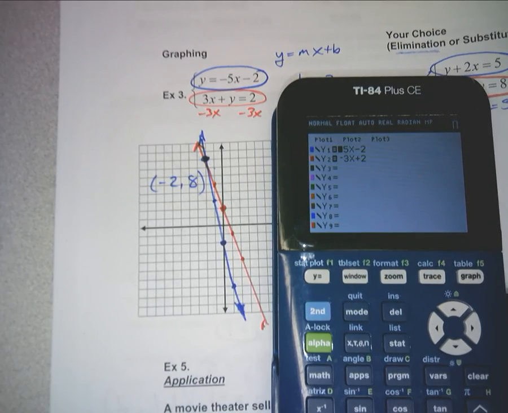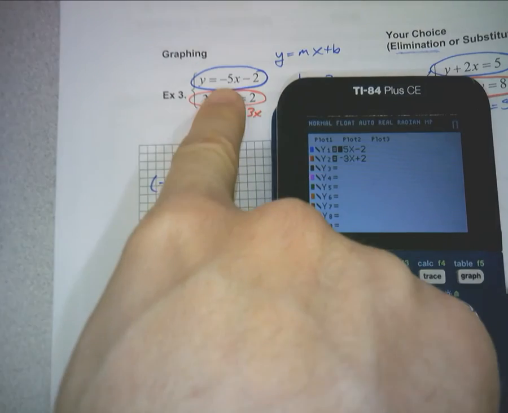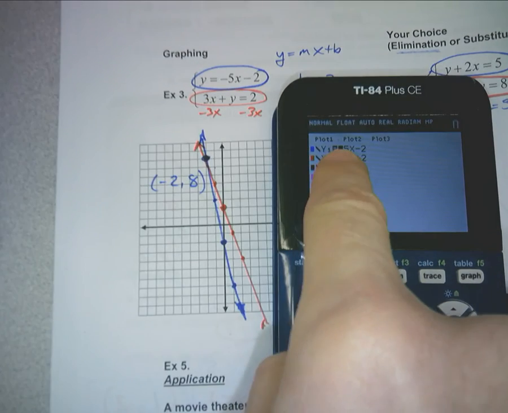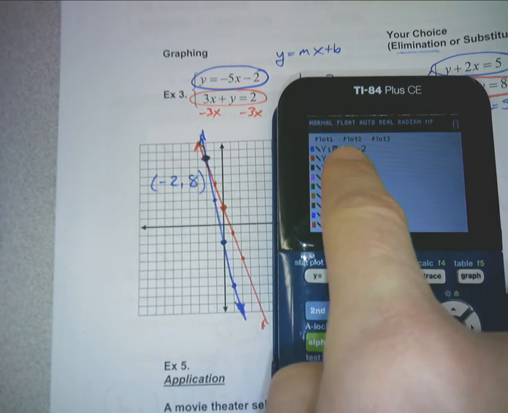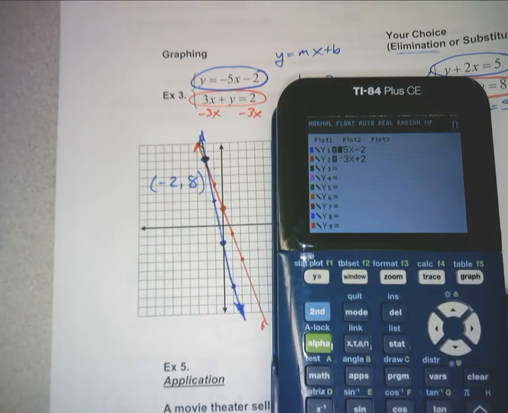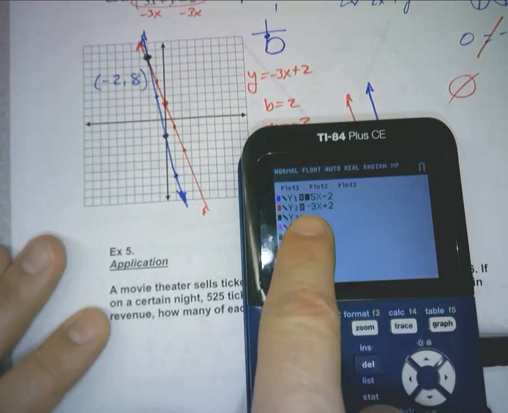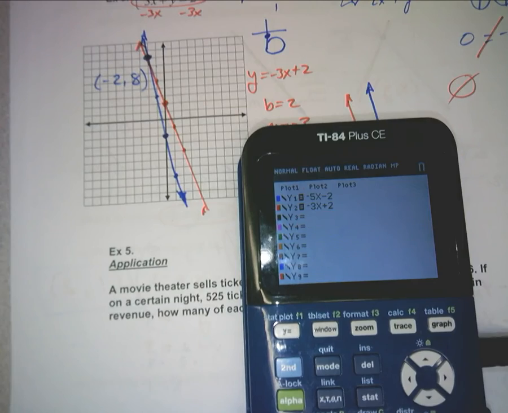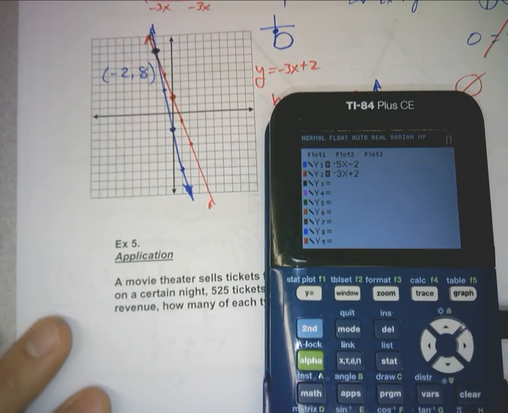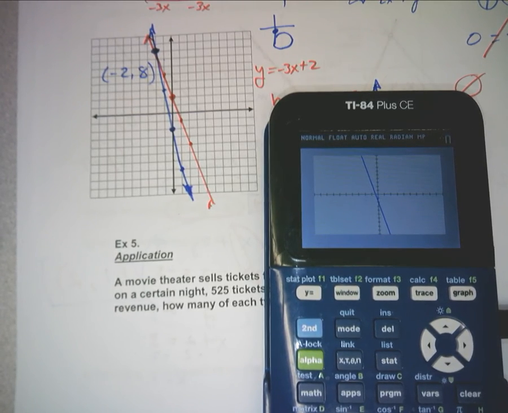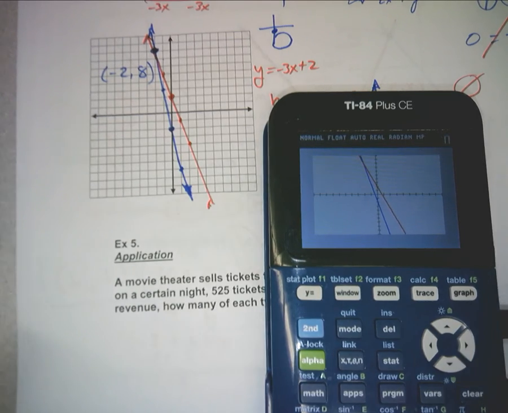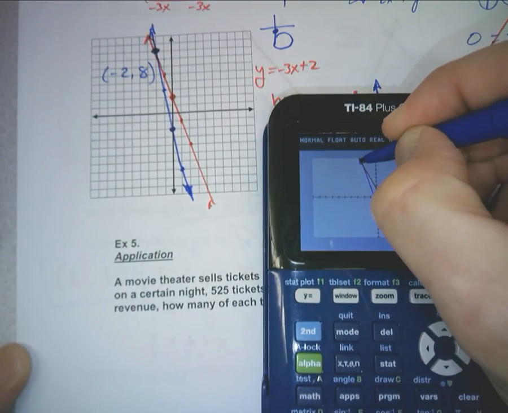Okay, so if I'm going to graph these in the calc, I would do negative 5x minus 2. So negative 5x, big minus sign 2. And then this guy right here is negative 3x plus 2. Okay, and we've seen this 1,000 times. This is nothing new. I would do zoom 6, zoom standard when I'm graphing these guys. And here's the blue line. And then here's the red line. There it is. And I can totally tell the intersection is up here.